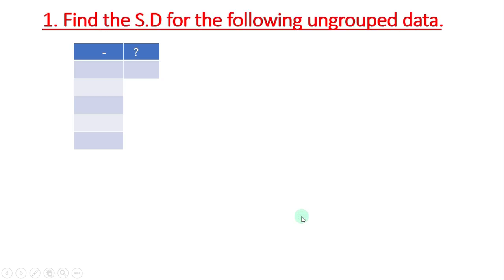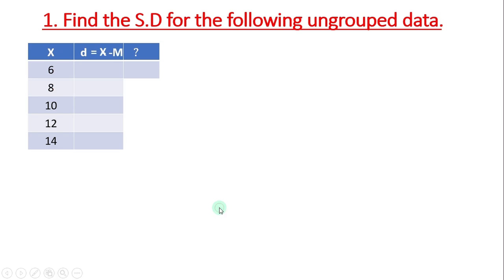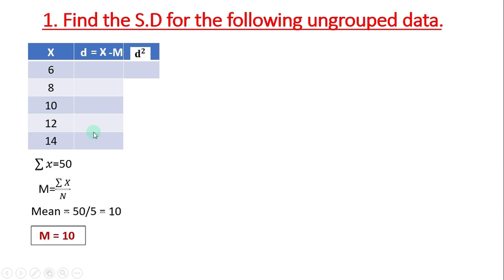Now let us take one problem for ungrouped data. Here the x scores are given. The first step is to find the mean of these scores. Sigma x is equal to 50. If we add all, we will get 50. There are 5 scores, so n is 5. So 50 by 5 is 10. So the mean is 10.